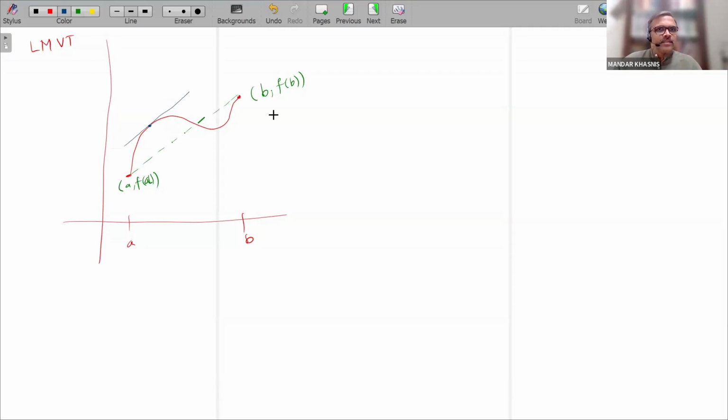How do you write this? You write it as f dash c, that is, slopes are equal. So the slope of the tangent to the curve at this point, f dash c, is equal to the slope of this line, and the slope of this line is f(b) minus f(a) upon b minus a. So that's what LMVT says. Whenever you have a function differentiable on open (a,b) and continuous on closed [a,b], you always have at least one point, there can be more than one, such that this happens.